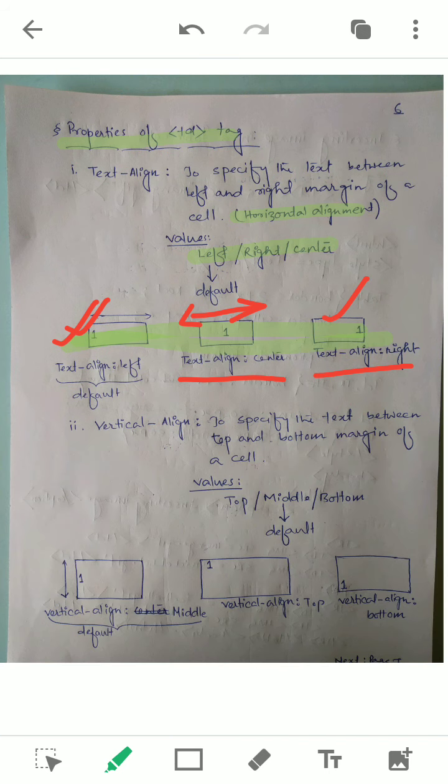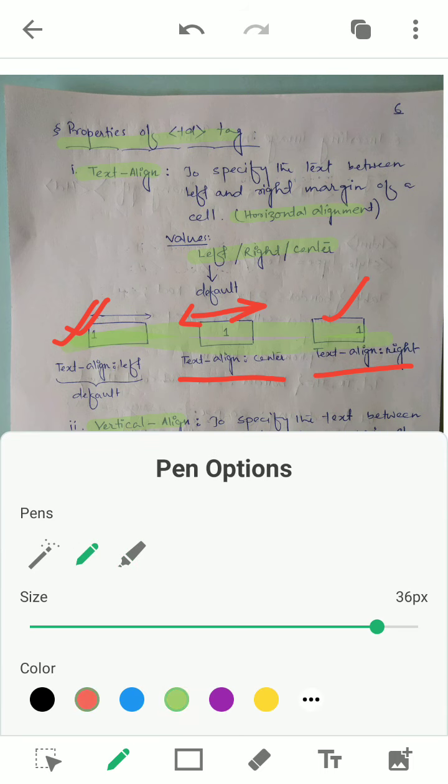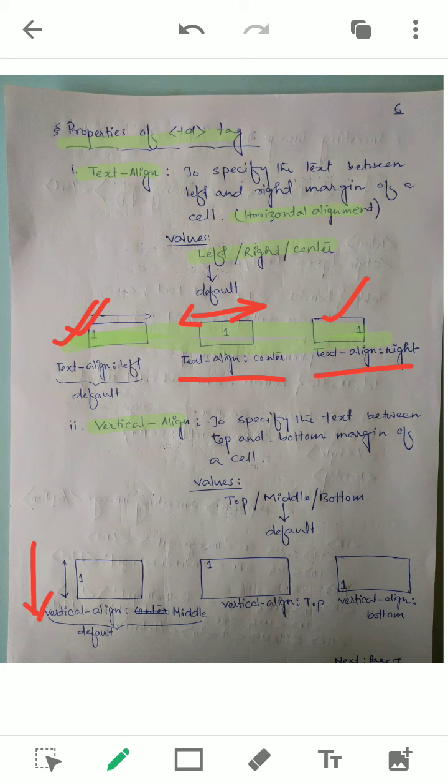The next property you see is vertical align. With vertical align, the value moves vertically, that means top to bottom: top, center, and bottom. There are three positions. This is the top, this is the center, and this is the bottom of a cell. So here the three positions are given.